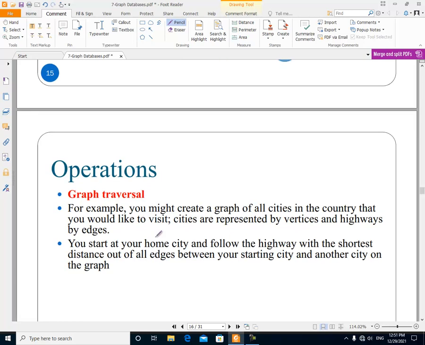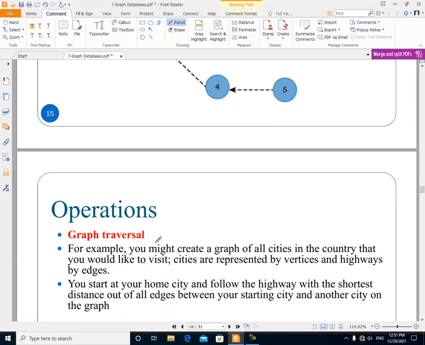Okay, for example, if we have a graph of cities and we want to find the shortest path between each two cities, we would use a graph traversal to find the shortest path between two nodes in the graph.